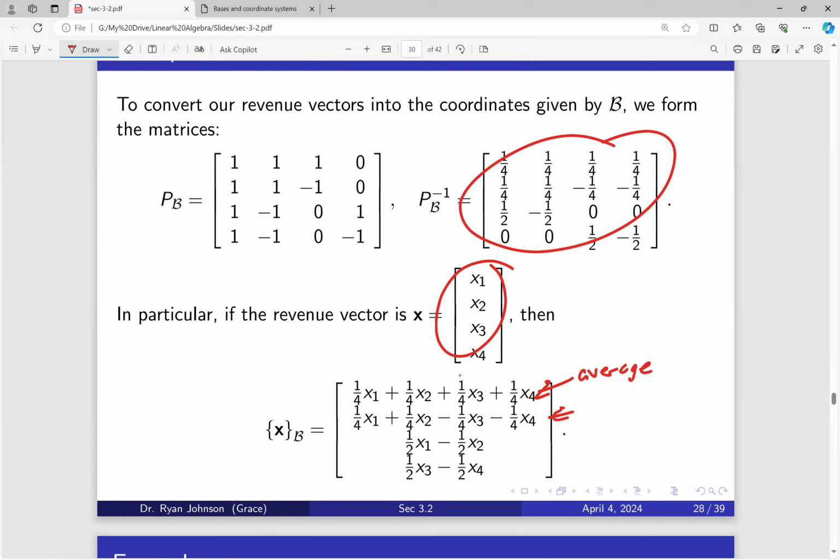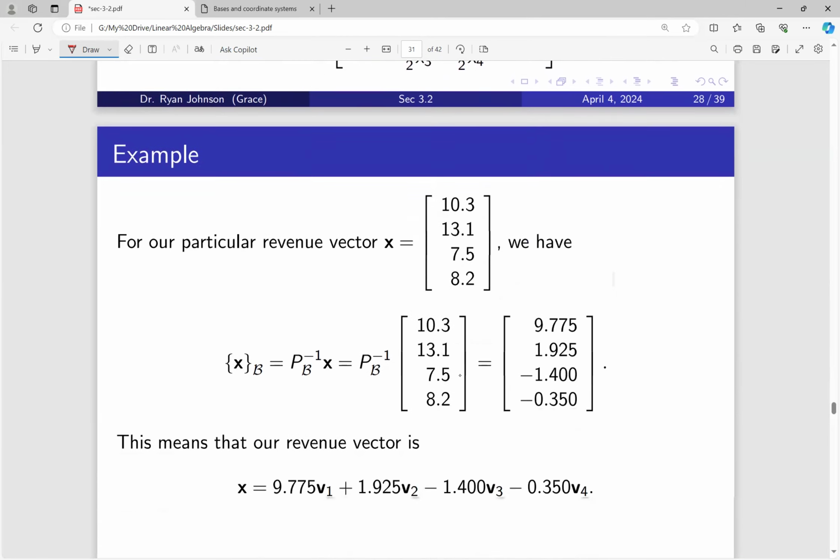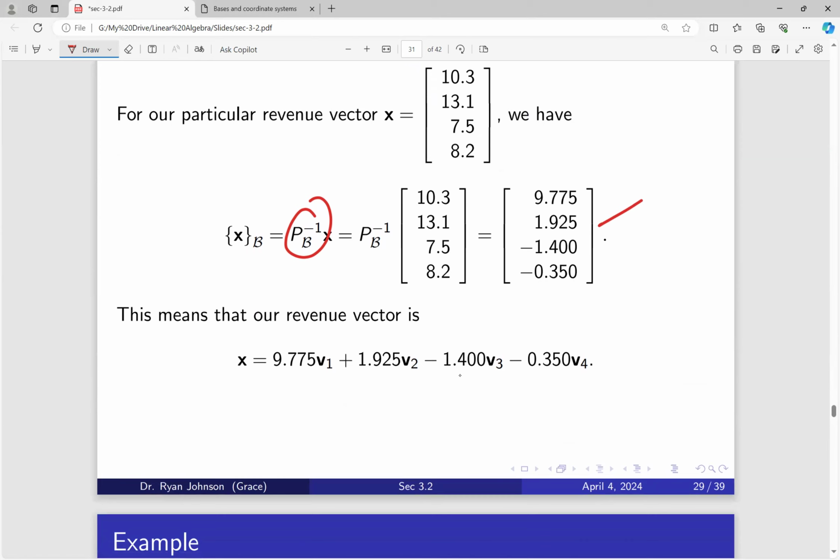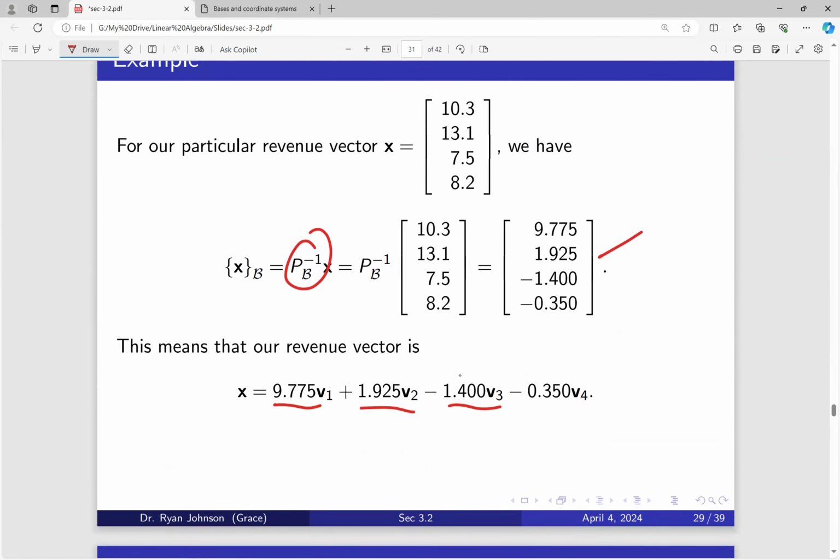And this is like half the average of the first half minus half the average of the second half. And then the average of quarter one, quarter two, and the average of quarter three, quarter four, really not the average, but like the change. Okay. So say x is 10.3, 13.1, 7.5, 8.2. We'll compute that, multiply the matrix PB inverse times that, and you get this vector. Okay. So that means our revenue is written as like that plus that plus that plus that.